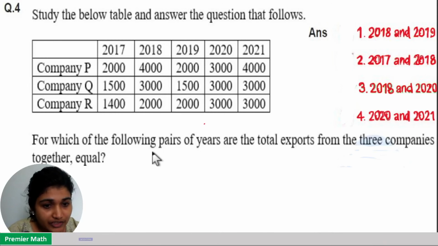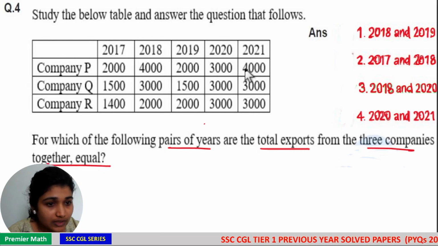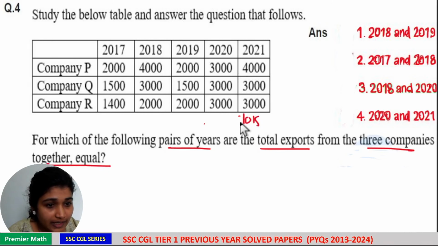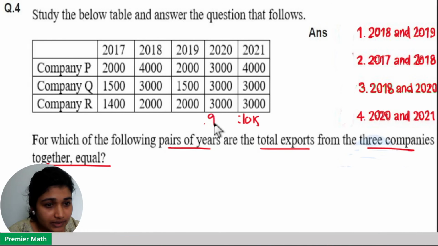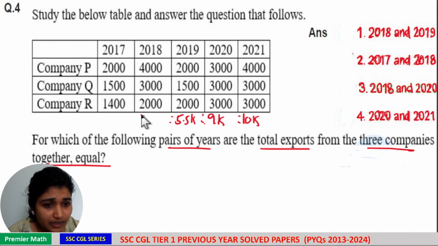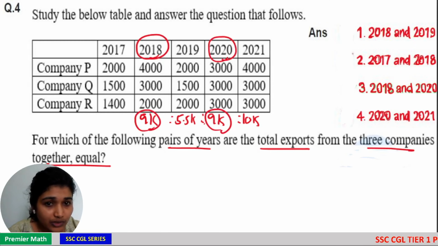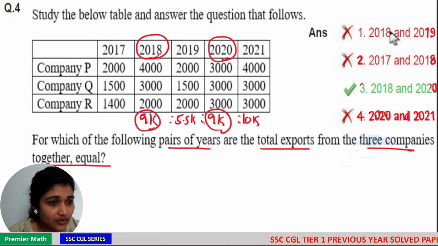Study the given table. For which of the following pairs of years are the total exports from three companies together equal? So if you take the sum, 4 plus 6, 10K for 2021, and here 3 3s are 9K for 2020, and here 4 plus 1.5 is equal to 5.5K for 2019, and here 4 plus 3 plus 2 is 9K for 2018. So in 2018 and in 2020, exports were equal, which is 9,000. So option 3 is your answer.